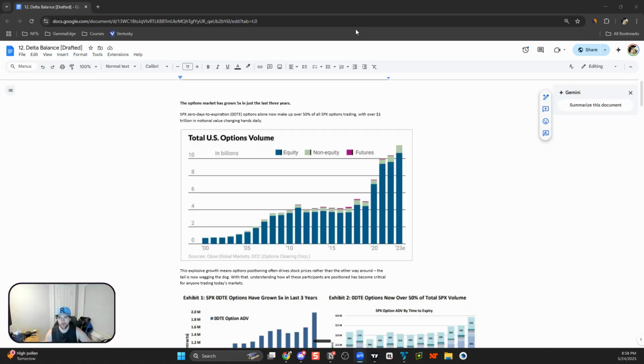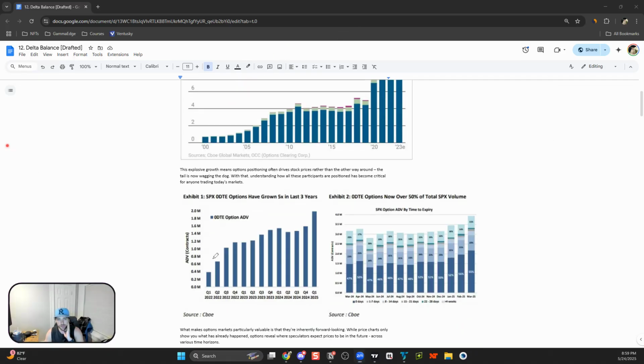But before getting into more of that tool, let's first just walk through why the options markets even matter in the first place. And so for background, the options market has grown 5x in just the past 3 years, right? And that's what this chart displays down here. This is where we were in Q1 of 22. We've come all the way up here to Q1 of 25.